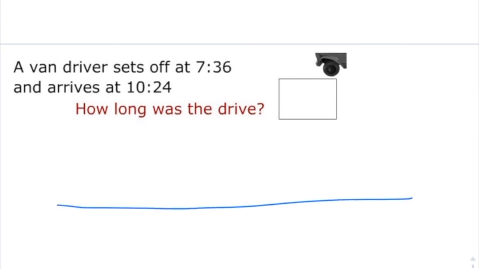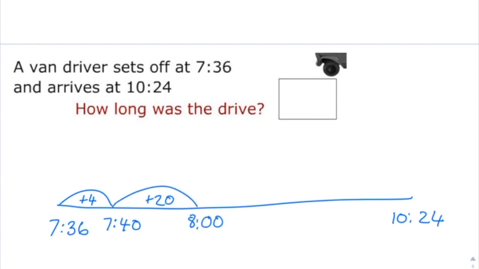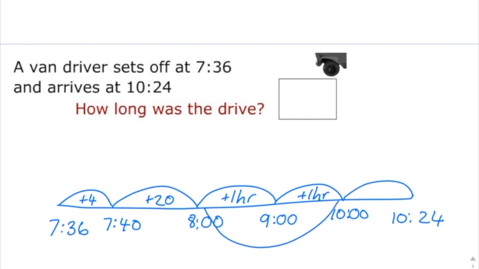All right, this is an interval one again. So a van driver sets off at 7:36 and he arrives at 10:24. Now personally, I'd always want to round it off, so I'm going to add 4 minutes to start with to get to 7:40, just because it's easier to add multiples of 10. Then I'm going to add 20 to get to 8 o'clock, and then add an hour to get to 9 o'clock, and then add an hour to get to 10 o'clock. Once again, you could do 1 jump instead of 2. Then I'm going to add 24 to get to 10:24. So I've got 2 hours and 48 minutes. Okay, so that will be my time: 2 hours, 48 minutes.